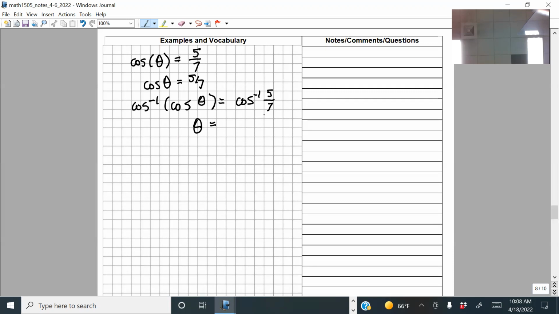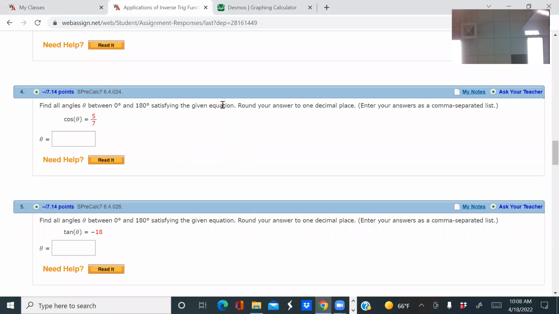Let's put it in radians though. 0.775. What are the instructions in the problem? Maybe I don't need it in radians. Oh, it does say degrees. Oh, okay. So sorry about that. Oh yeah, angles between 0 and 180 degrees. So I think that's right. Okay. And then round your answer to one decimal place. Oh, so they're not asking for all solutions here. They're just asking for the solution between 0 and 180 degrees.